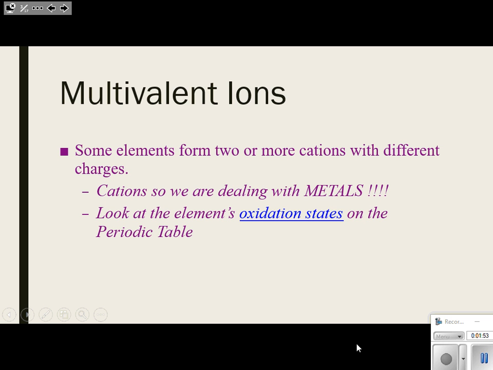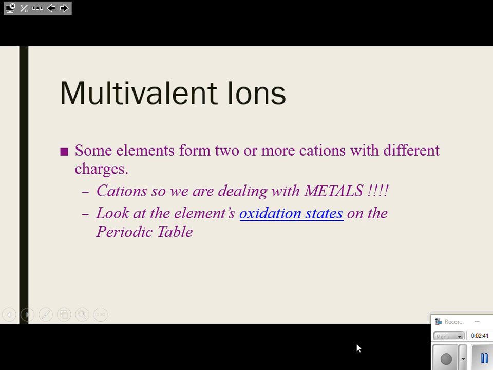Now, when we're discussing multivalent ions, we need to look at the oxidation states on the periodic table. So, look at your periodic table. If you are using the smaller periodic table, the little periodic table, it will be black numbers above the symbol. So look for the black numbers above the symbol. If you are using the larger periodic table, oxidation states are on the bottom right, the second one up.